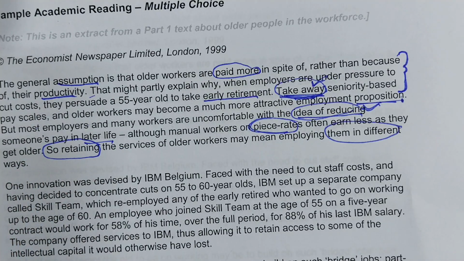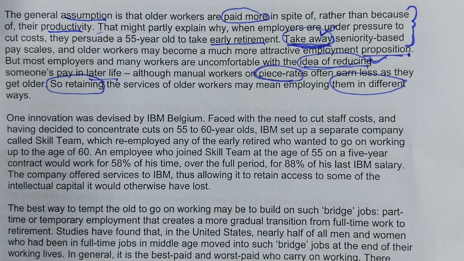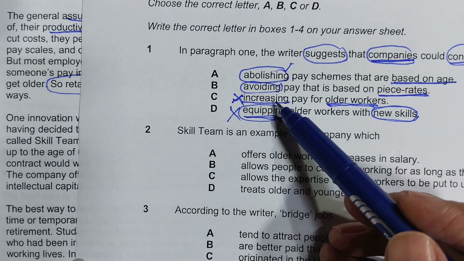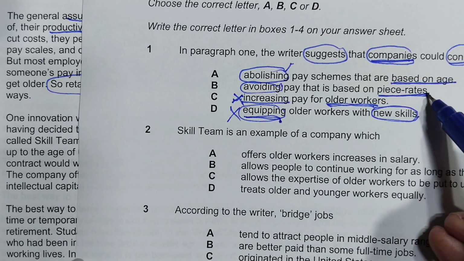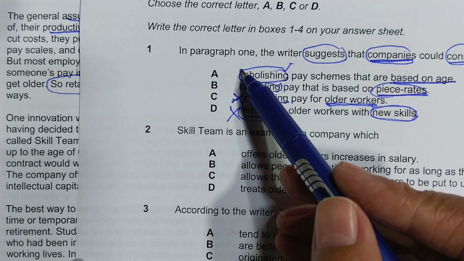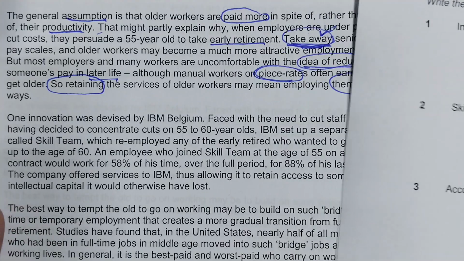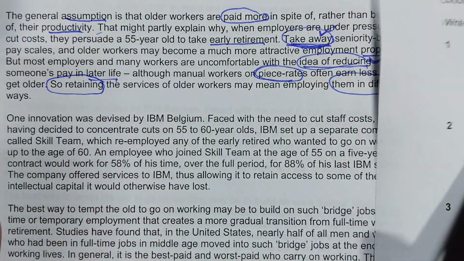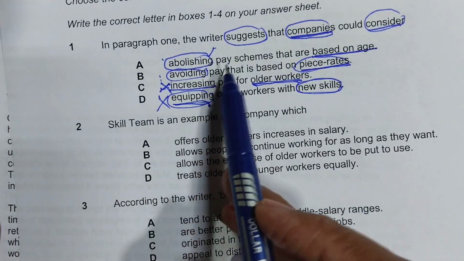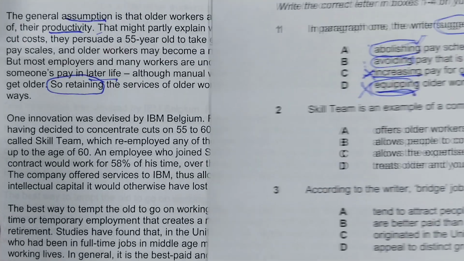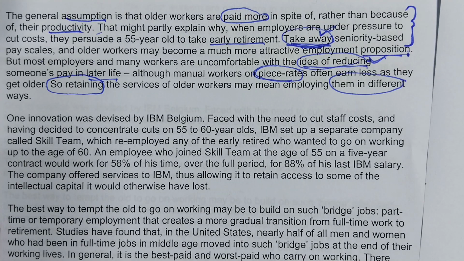Okay, now we have to read once or four more times. Now we are feeling that these two options, abolishing and avoiding pay that is based on piece rates, are there. 50-50 chances are there for which one is correct. So we will go again to the first half of the passage. We will find abolishing on the basis of age. But let's read the next passage as well.